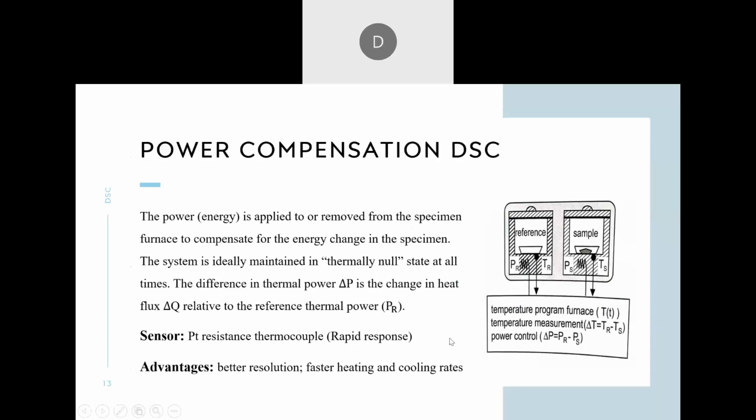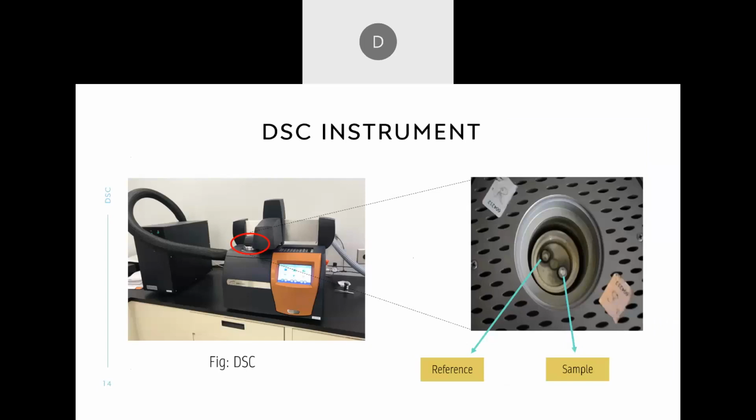So let us discuss the advantages of power compensation DSC. It gives us better resolution. When compared to heat flux DSC, a better and sharper peak is seen in the case of power compensation DSC. And faster heating and cooling rates can also be maintained in power compensation DSC. Now coming to the DSC instrument.